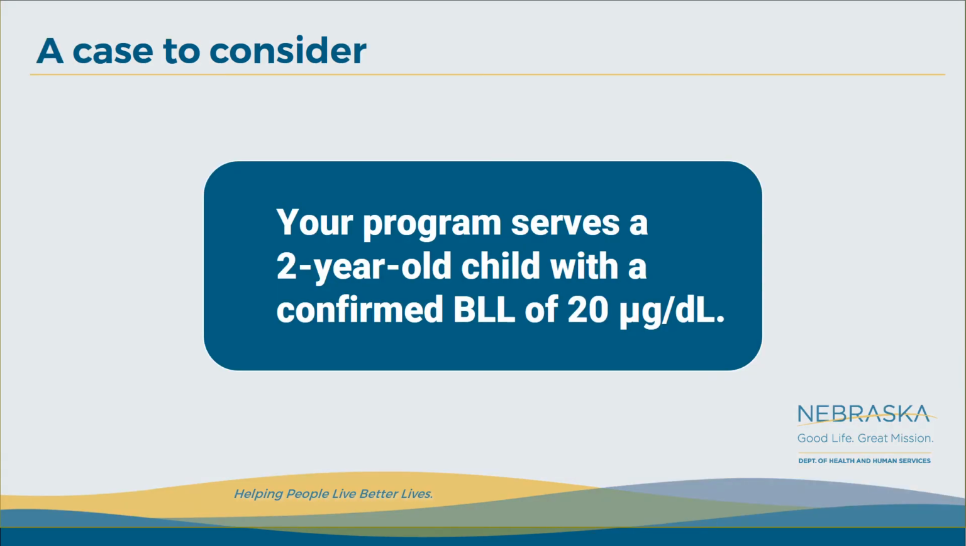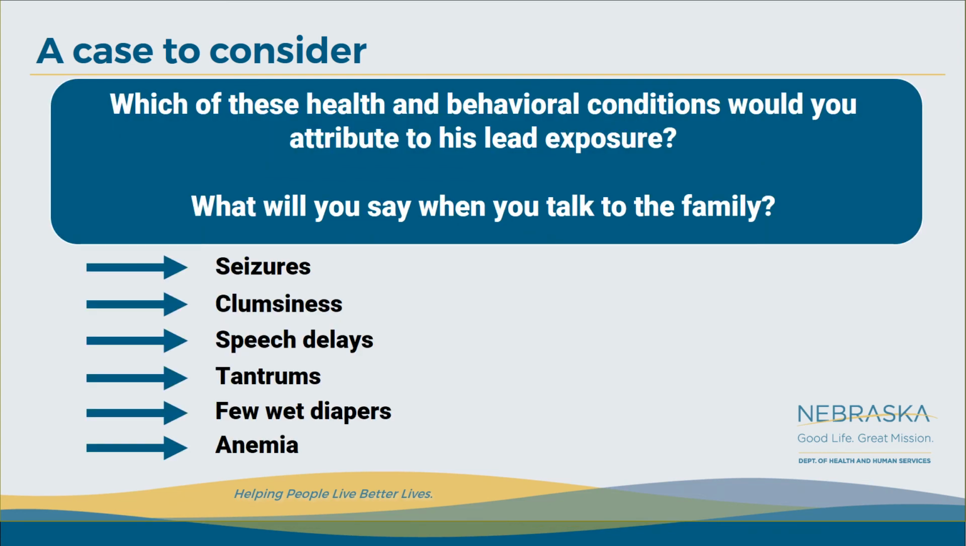So let's put some of the information in this module to action. Let's say we have a 2-year-old child with a confirmed blood lead level of 20 micrograms per deciliter. Which of these health and behavioral conditions would you attribute to his lead exposure? What will you say when you talk to the family?